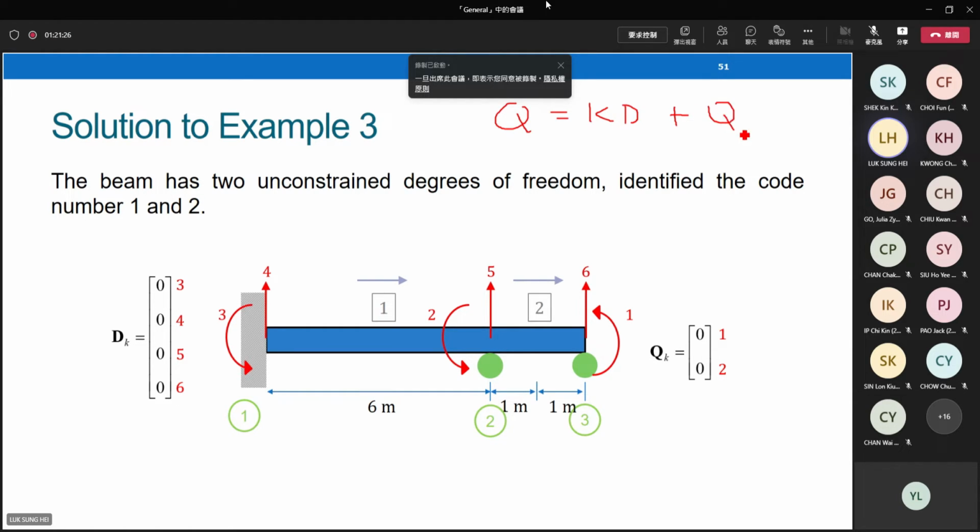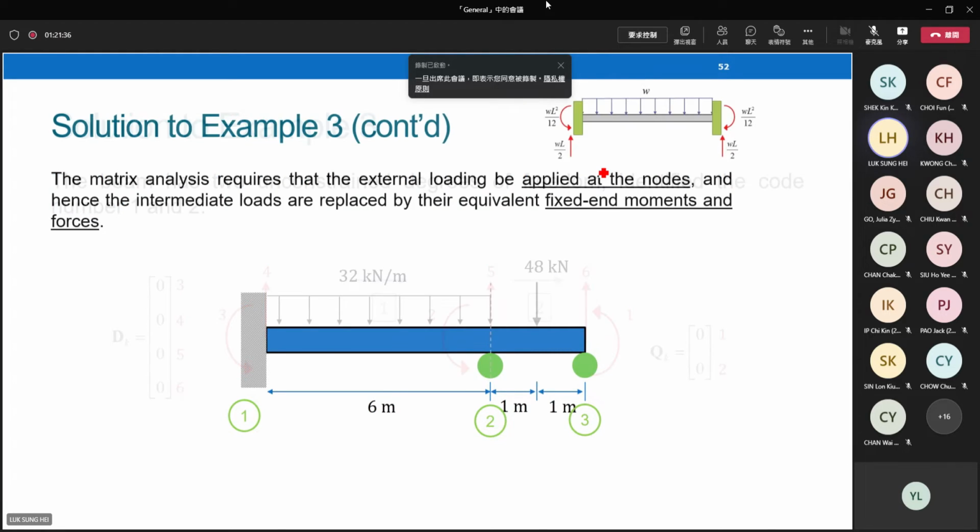But this is our final target. We know part of Q, we know part of D; this is what we have at this stage. We will try to put all the things into the equation before solving it. How to find out the fixed end force and fixed end moment? I consider element 1 first. Here is element 1.